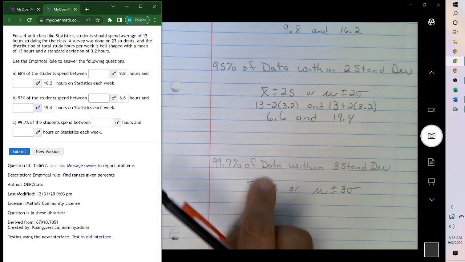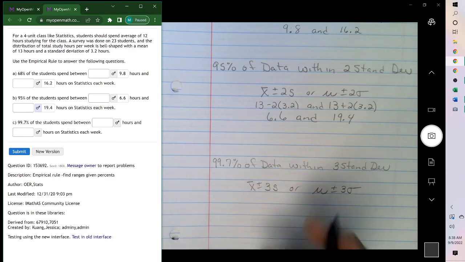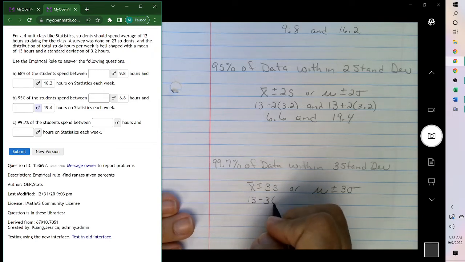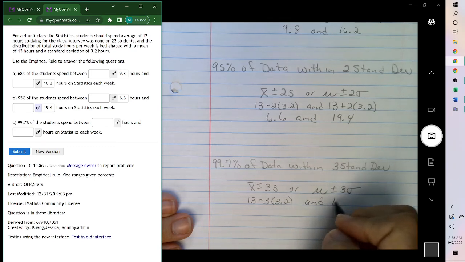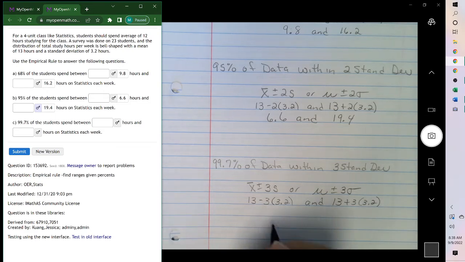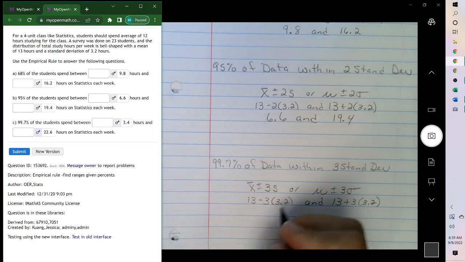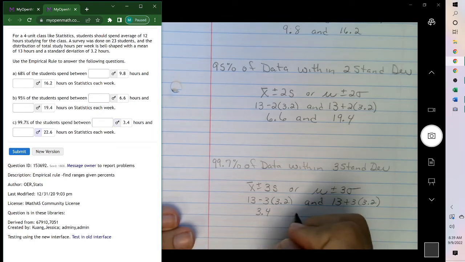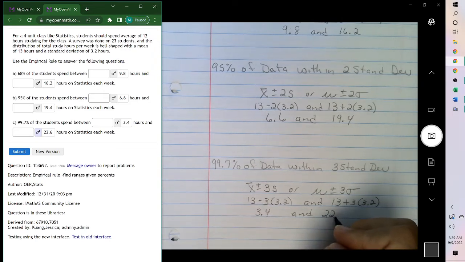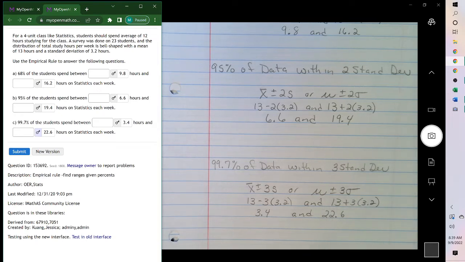99.7% of the data is within 3 standard deviations. So we take our mean, 13, minus 3 times the standard deviation, and 13 plus 3 times 3.2. And we get 3.4 and 22.6. And so that's what your data is between.